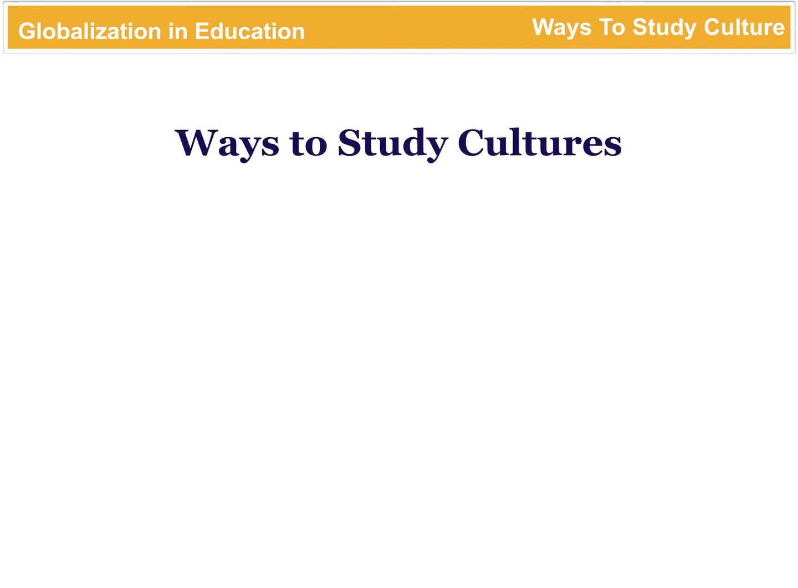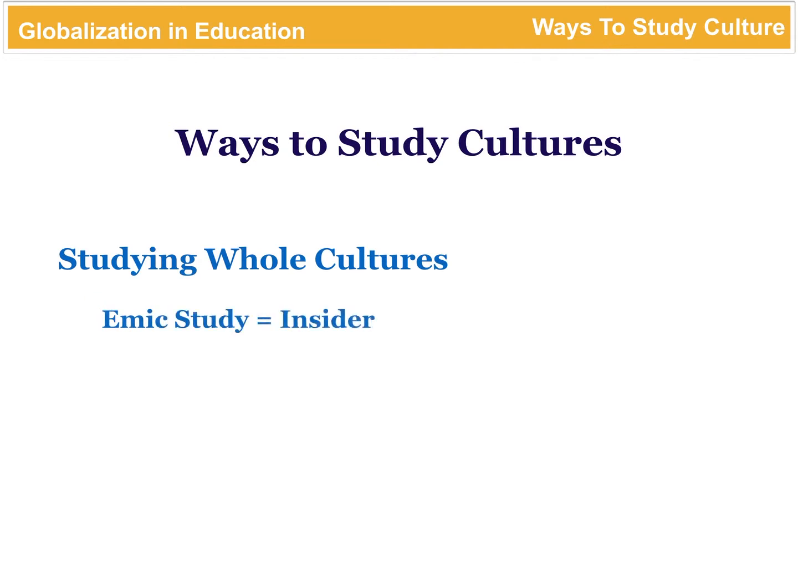Some ways to study culture. We can study whole cultures by an emic study, which is an insider's view, or an etic study, which is an outsider's view. Depending on the amount of assimilation you've been able to do, or who is doing the interaction for you and helping you learn about a culture, it depends on their viewpoint of being an emic or an etic viewpoint of a study for learning about different cultures.